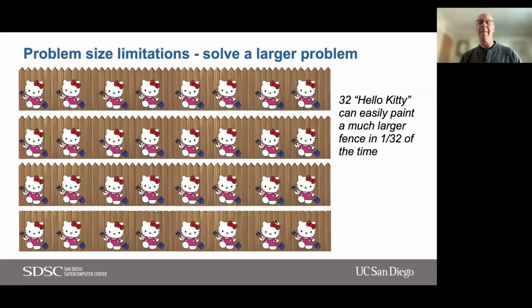So getting back to the problem size limit, we don't keep throwing more hardware at the fixed size problem. Instead, we say we have more processors, we have more memory, we're going to solve a larger problem. So in this case, if we had our 32 painters, we wouldn't use them to paint a small section of fence. We would use them to paint a much larger section of fence. If we were doing something like climate, again, we wouldn't do a climate or weather simulation with a very, very coarse grid on a large supercomputer. Instead, we would go finer and finer and finer. We would be solving a much larger problem.